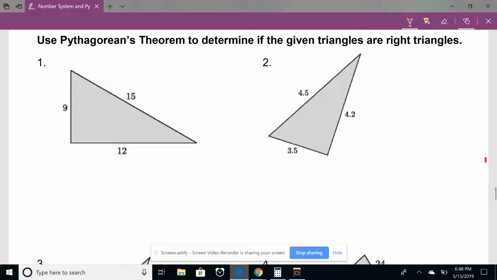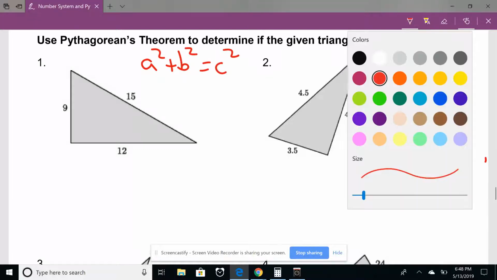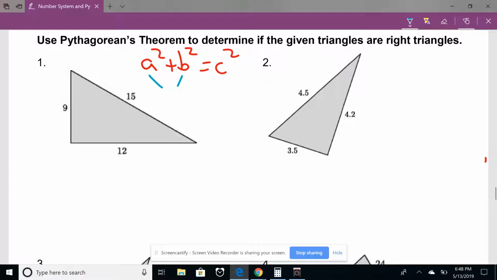In today's video, we're going to use the Pythagorean theorem to determine if given triangles are right triangles. Now, you can have triangles that don't have a 90-degree angle, but we want to be able to prove that these triangles are right triangles by plugging into the Pythagorean theorem, which is a squared plus b squared equals c squared. Now, remember, a and b are my legs, and c is the hypotenuse. That's the relationship all right triangles are going to have.